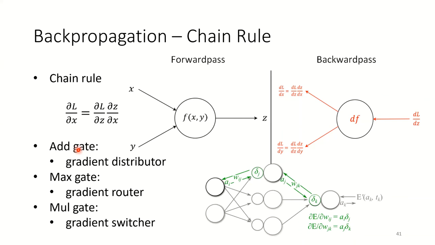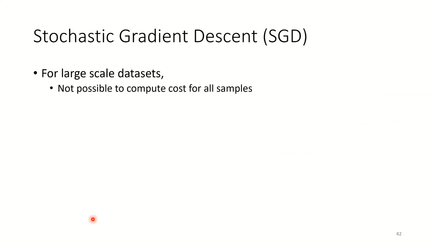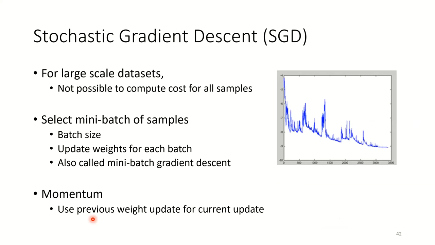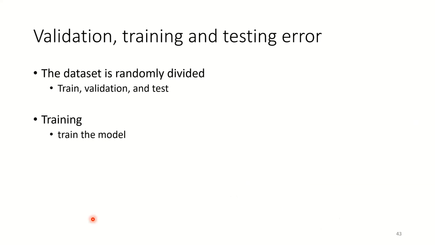If you have addition, then it will just distribute, because if you differentiate, it goes to both, right? And a max gate is a router. Multiplication is a switcher, because if you differentiate, then the main term will be reduced to one. Now, there are different variations of optimizers. SGD is one, and probably you might have covered this in your previous lectures as well. So let me skip this.